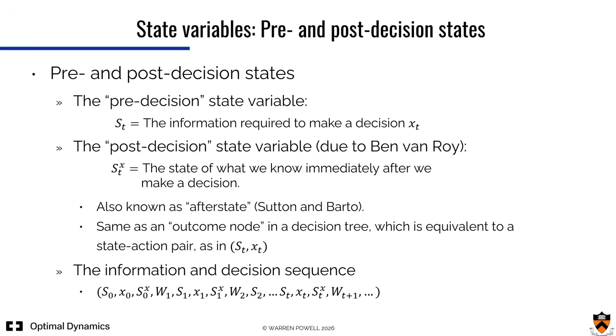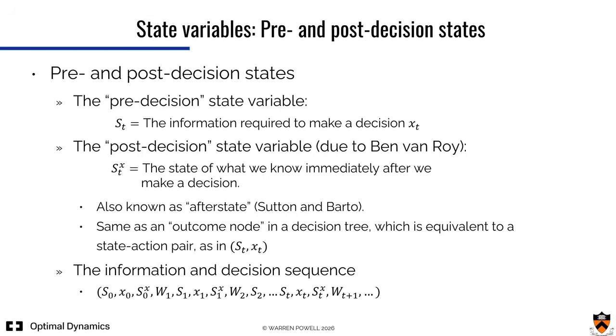Now, there's something called the post-decision state. This is the state immediately after you make the decision. This was a term first introduced by Ben Van Roy, who shared it with me. He put it in some minor paper. For me, it was life-changing because I was working on a problem where this was the great insight, because the post-decision state is a deterministic function of the pre-decision state. Ben gave it the name post-decision. I think that's the right name. Sutton and Barto used the term after state. It is the same thing as the outcome node in the decision tree.